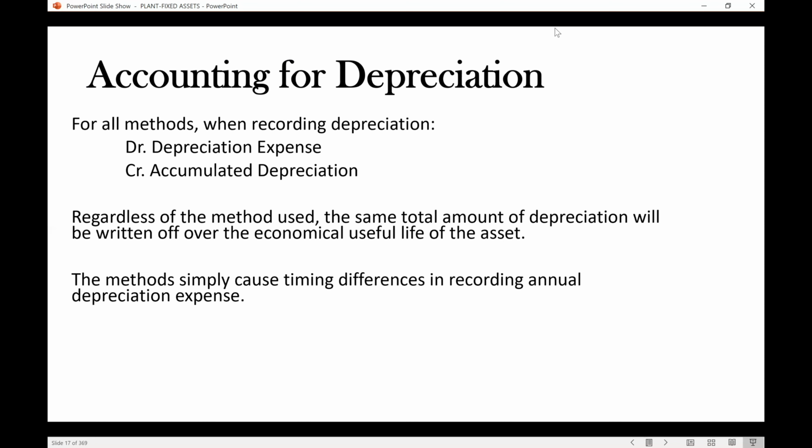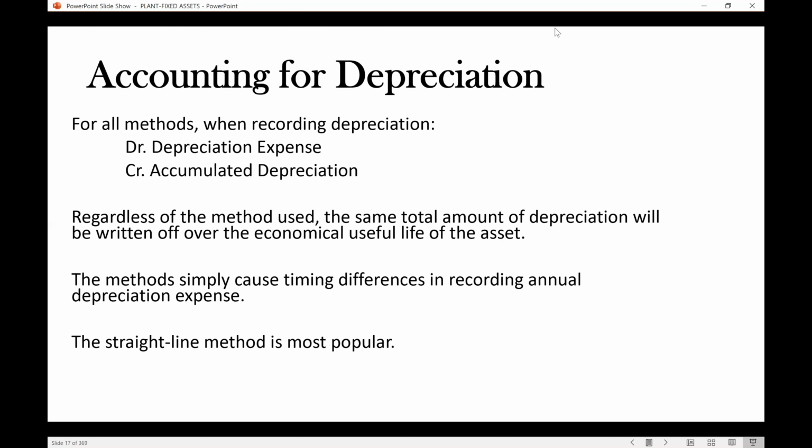So the methods that you use simply cause timing differences in recording the annual depreciation expense. And that was what I was saying. The year-to-year figures will be different. So year 1 depreciation for the straight line will be different from year 1 for the reducing balance, that's what it means. However, at the end again, regardless of the method used, the same total depreciation should be written off over the economic useful life of the asset.